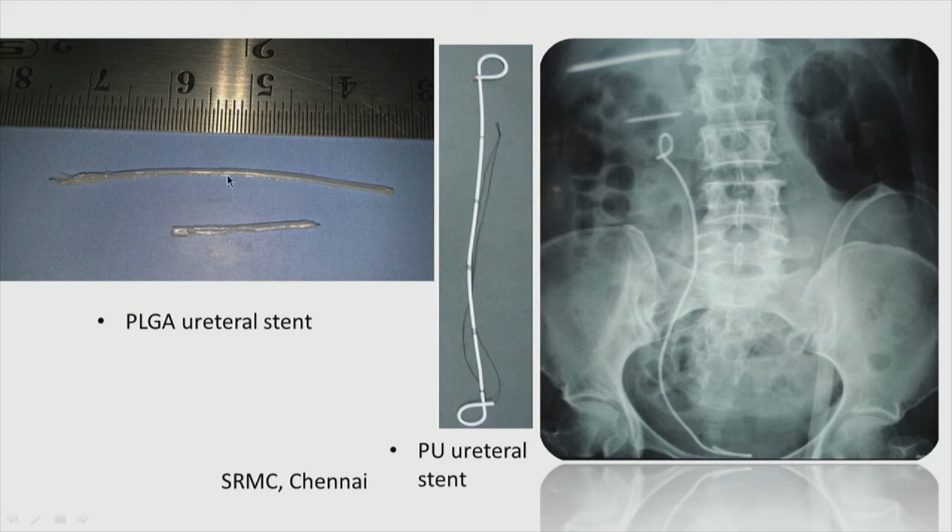So, these are polylactic glycolic acid ureteral stents. Polyurethane is not biodegradable. So, those stents have to be removed once the infection is completely gone. These are some designs of polylactic glycolic acid ureteral stent, okay, which can slowly degrade in 4 to 6 weeks, and so hopefully you do not have to do another surgery to remove these stents. Okay. So, these are biodegradable hopefully. This is courtesy of Sri Ramachandra Medical College Hospital in Chennai.